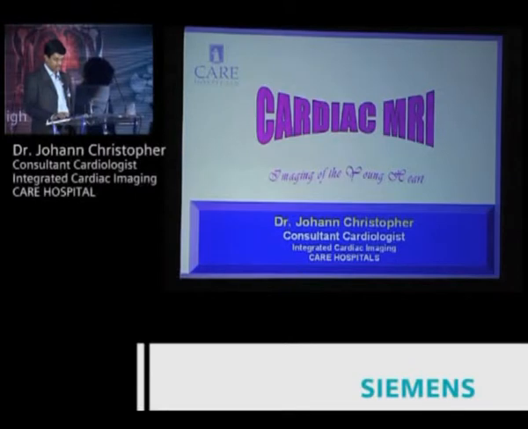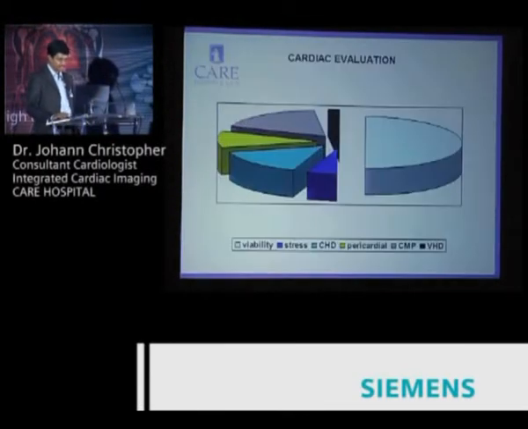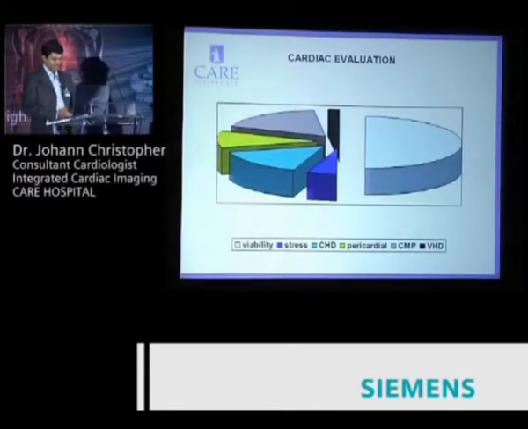I'm from the CARE group. This is our hospital at Road number 1, Banjara Hills. This is the kind of pattern of studies that we have at our institution, and you'll see that a large chunk of these studies are basically that of viability, and the rest is sort of compartmentalized into cardiomyopathies. We've got some leading projects on cardiomyopathies, especially tuberculosis and sarcoid, valvular heart disease, and also congenital.